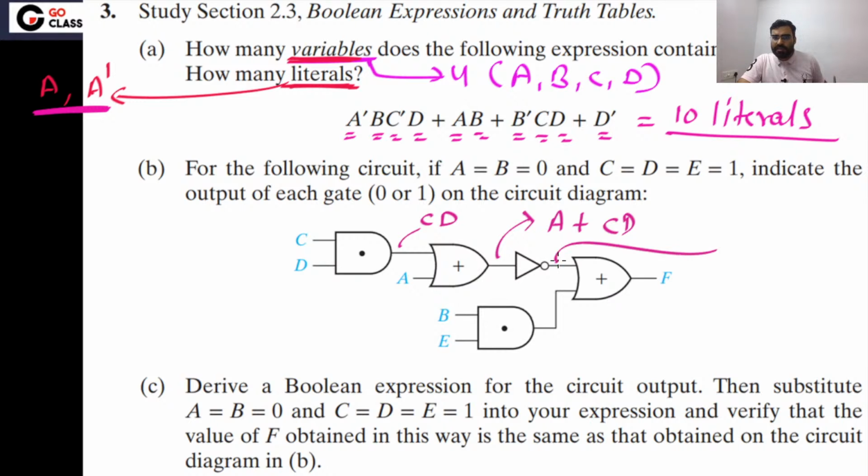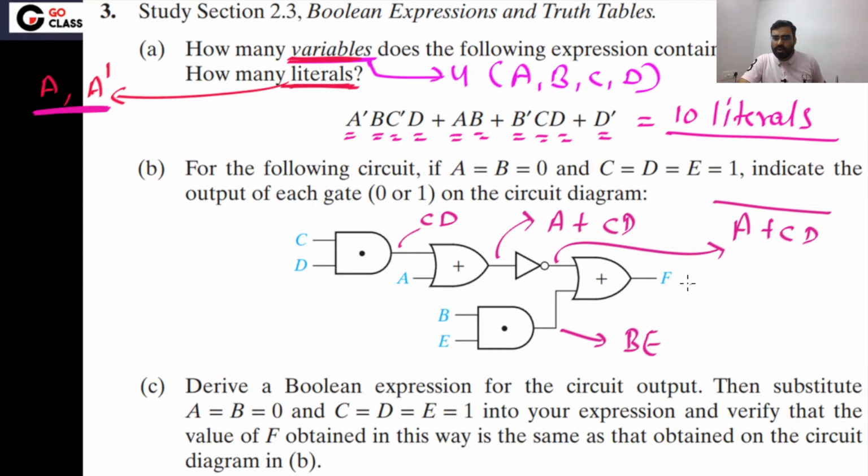Next, this will be the complement, so this will be 0. So this will be A or CD whole bar, the whole complement. This is BE, and you can notice B is 0 and E is 1. This is an AND gate, so if at least one input is 0, then the output will be 0. So this BE will be 0.